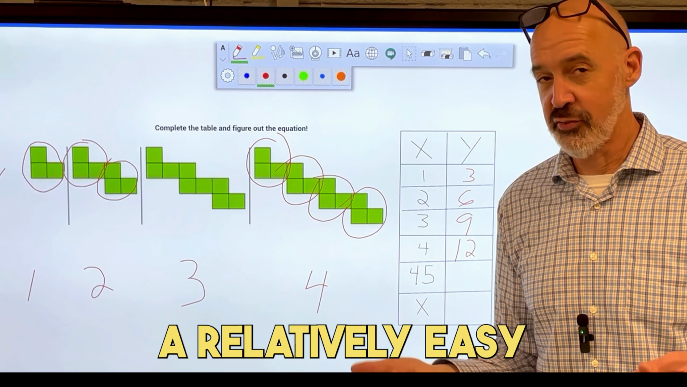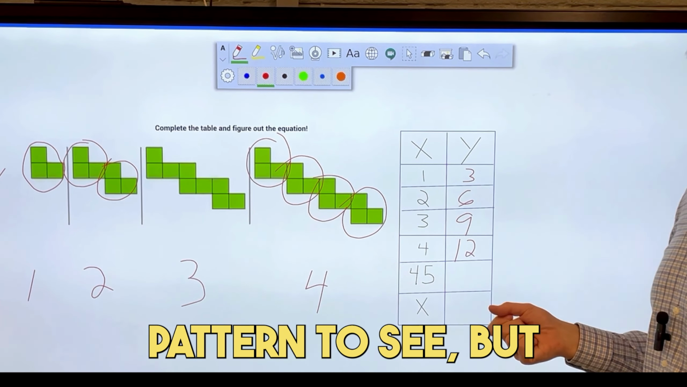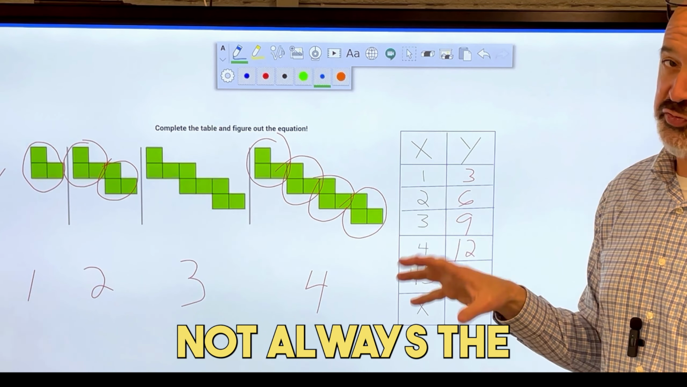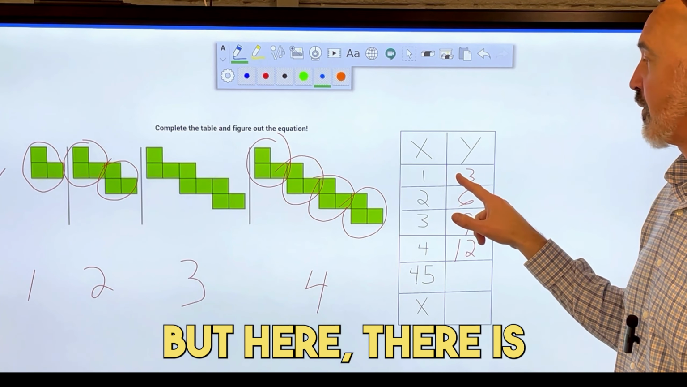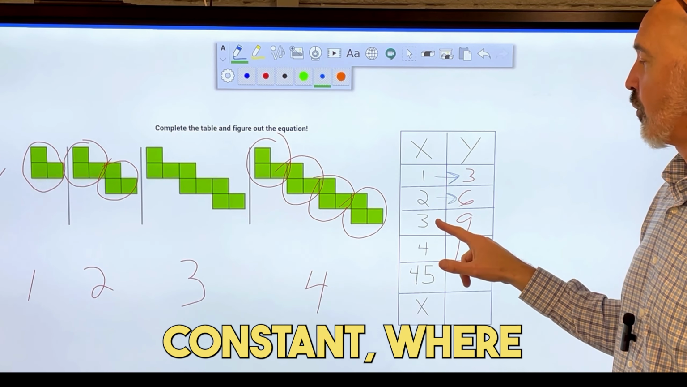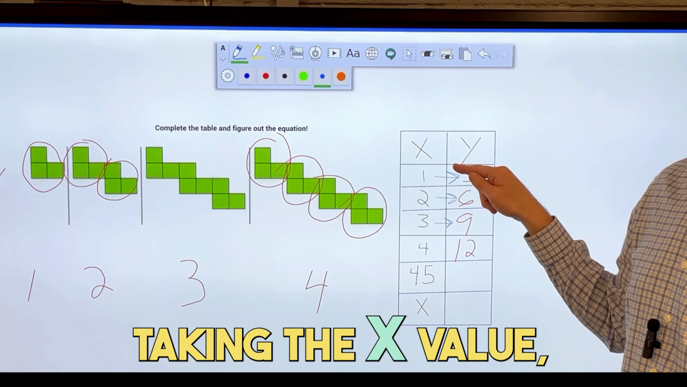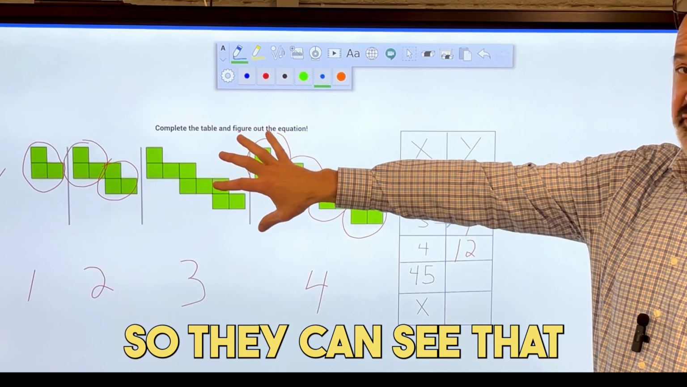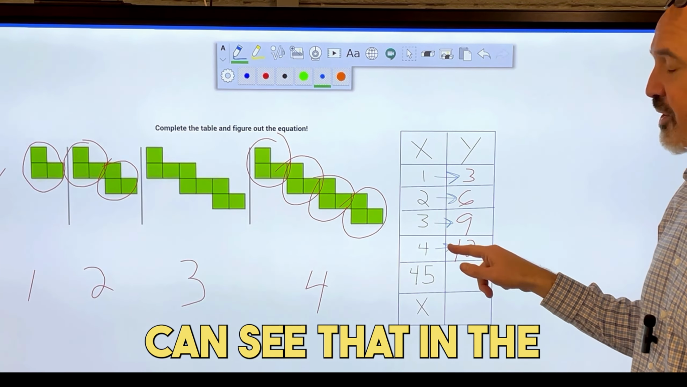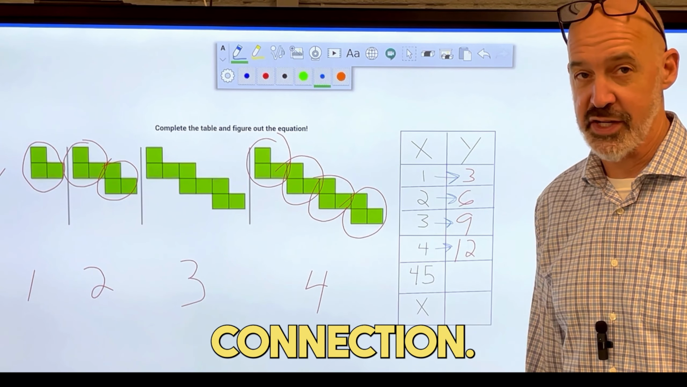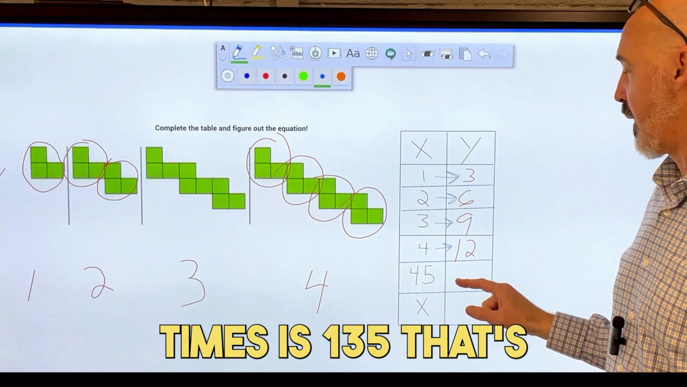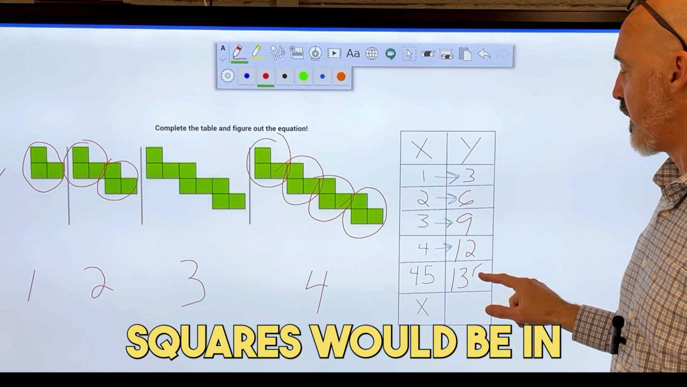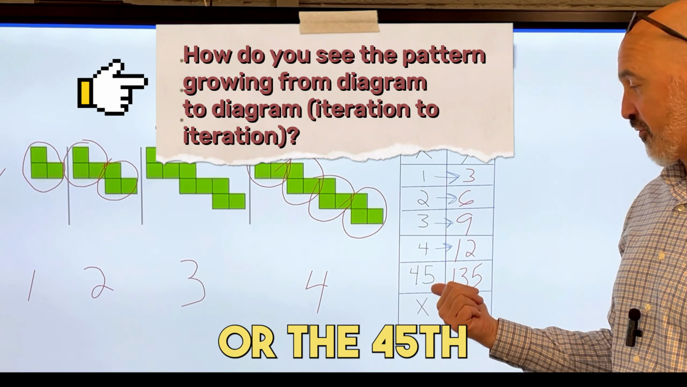So again, this is a relatively easy pattern to see, but kids can recognize a horizontal pattern here, which is not always the case with these visual patterns. Here there is a proportionality constant where you're always taking the x value, multiplying it by 3 to get the y value. So they can see that visually, and they can see that in the table as well. So that's an important connection. So then 45 times 3 is 135. That's how many green squares would be in the last iteration, or the 45th iteration.